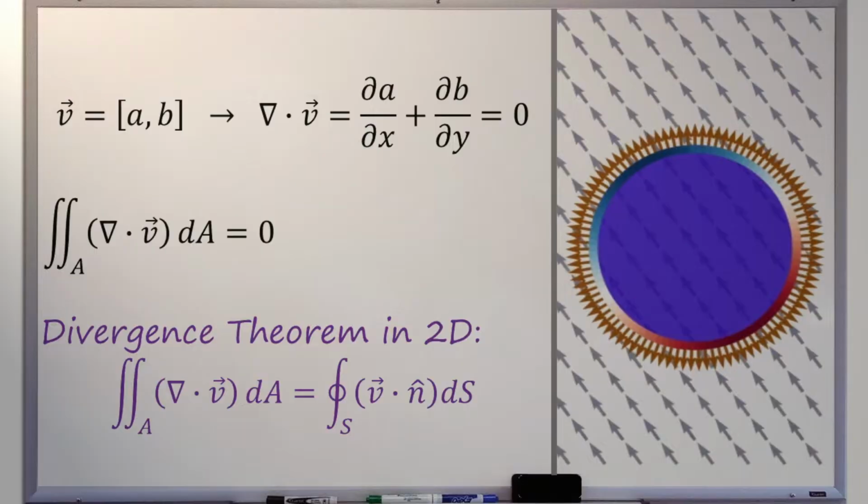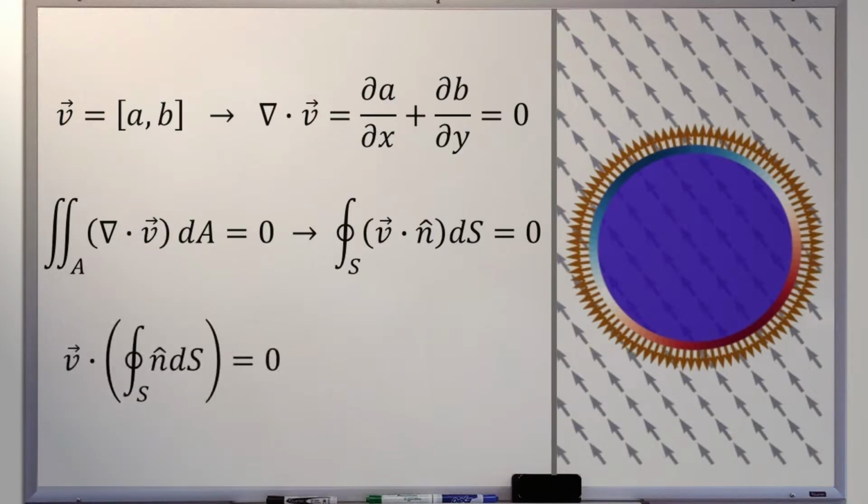So using the divergence theorem, which says that that area integral is equal to the flux surface integral, we know that that flux surface integral must be 0. And if that's the case, then we note that v is not a function of anywhere on the surface. It doesn't depend on the surface, and also the dot product is linear. So we can pull v out of the integral.